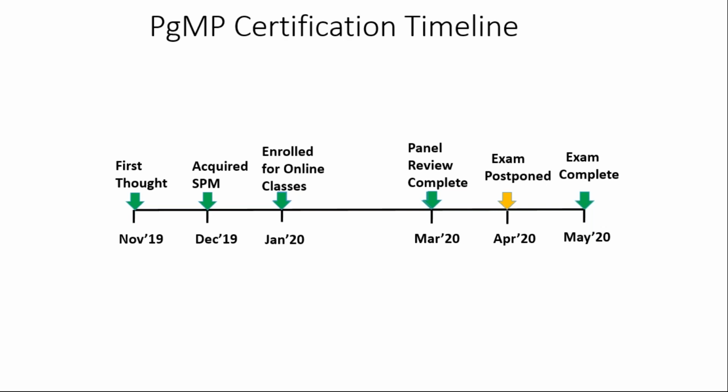Overall, it took me roughly 6 months to complete, but this is the maximum time one should take. As Kailash sir advises, I think after enrollment in the class, within at least 3 months one should be PGMP certified. Take that as a target to move forward. This completes my certification timeline.